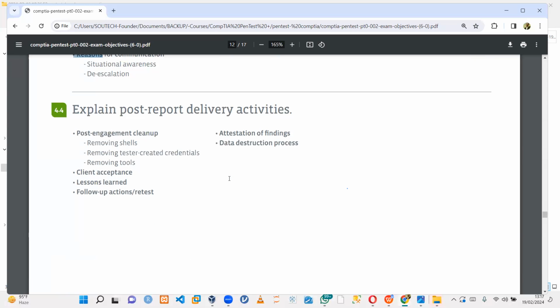Okay, post-report delivery activities. So removing shells, applications, tools, and credentials that you've used to perform your attack. You want to remove that. You want to make sure the client accepts. Because in project management, for instance, we say the project is complete only when the project is accepted and deemed delivered. Also lessons learned.